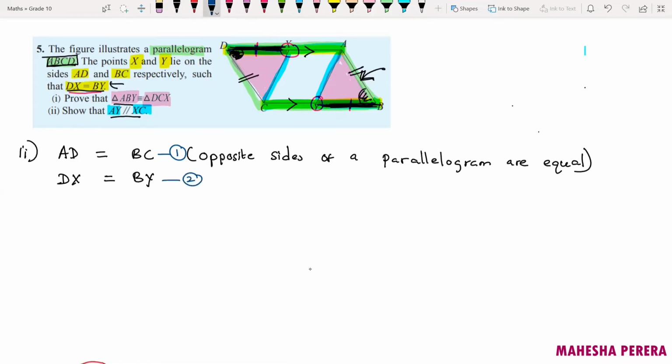Second one. Right? Now if I deduct DX from AD and BY from BC, what do I get? I get this remaining side.